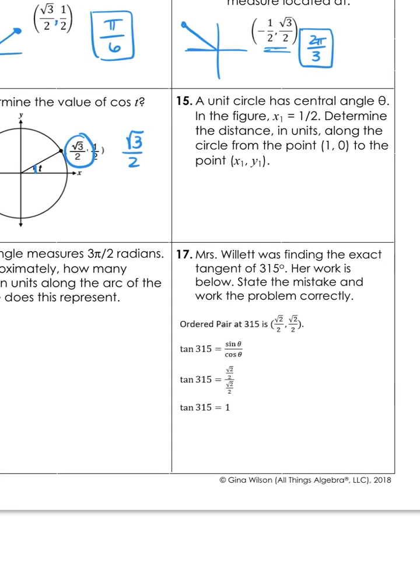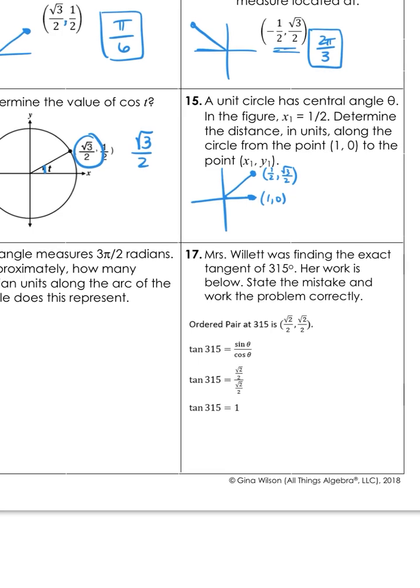A unit circle has a central angle of theta. In the figure, x equals 1/2. So if x equals 1/2, that means that x has to be positive. So we're going to the right. Determine the distance in units along the unit circle from the point 1, 0 to the point x1, y1. So this is really wordy for no particular reason. So if we know that the x coordinate is 1/2, that means that the y coordinate has to be square root of 3 over 2.